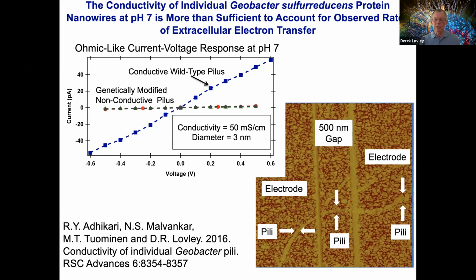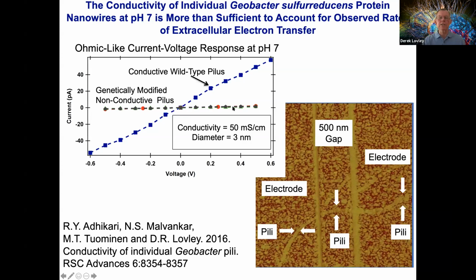We're really interested then to learn more about the actual conductivity of these pili, and it took some time until Nikhil Melvankar and Dr. Adhikari developed a method for making electrode nanoarrays in which we could measure the conductivity of a single pili filament. And when that was done, it was shown that these pili have what's known as ohmic-like conductivity, shown here, and that this conductivity was more than sufficient to account for the rate that electrons were moving out of the cell onto iron oxides.